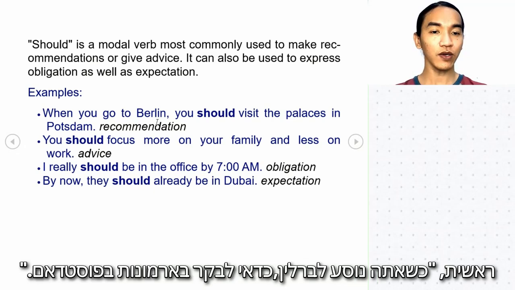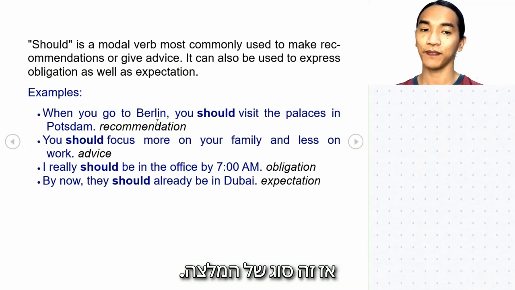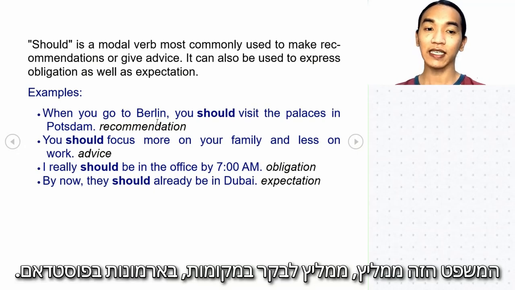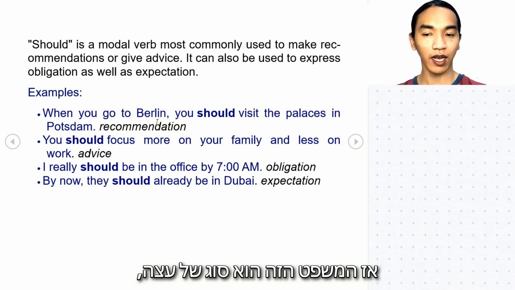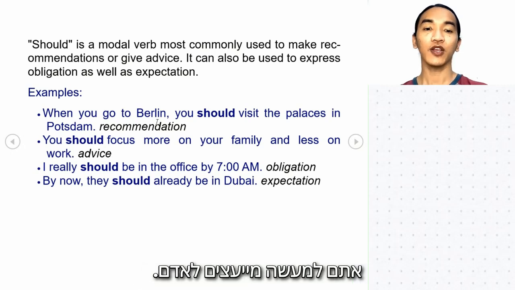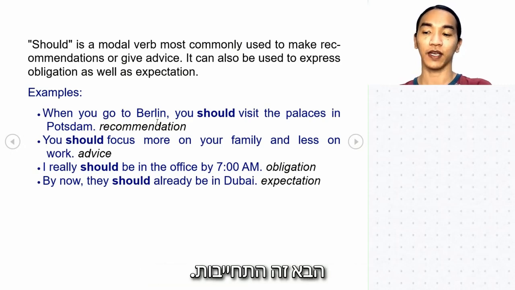First, when you go to Berlin, you should visit the palaces in Potsdam. So, this is a kind of recommendation. This sentence is recommending to visit the palaces in Potsdam. Next one, you should focus more on your family and less on work. So this sentence is a kind of advice, okay? You are actually providing an advice to the person, okay?